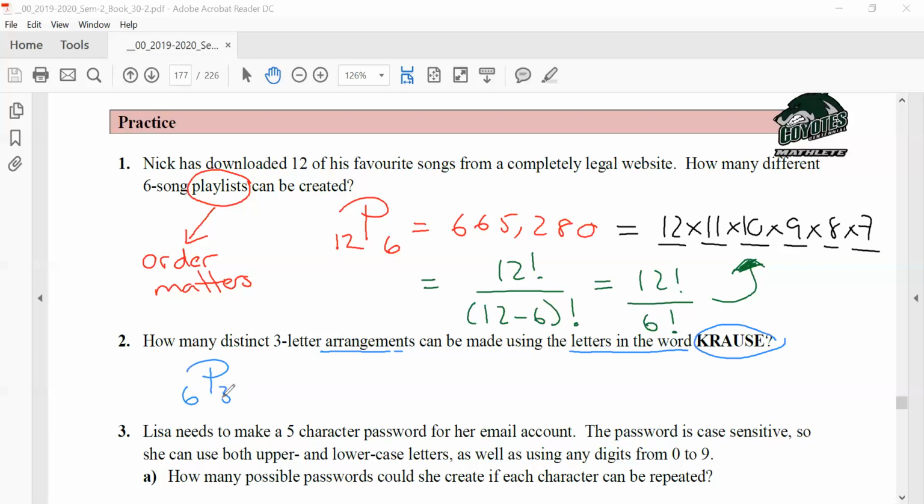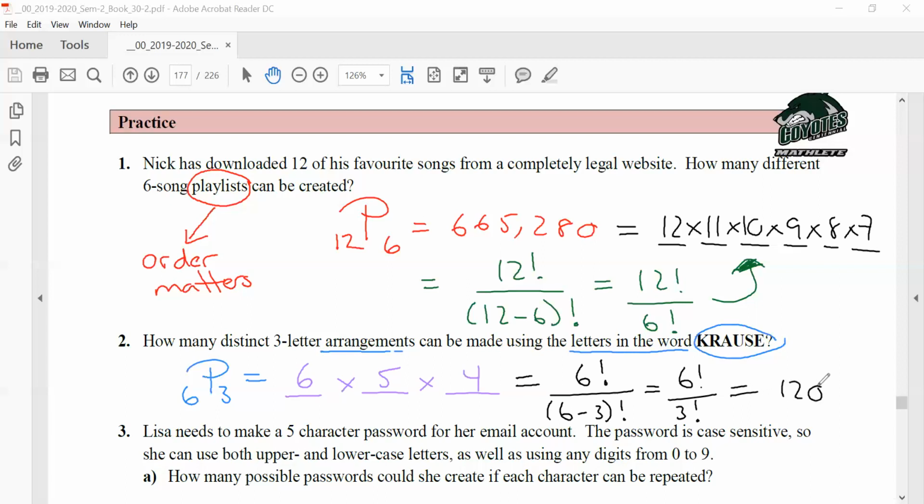Bang. This is the same in factorial notation. So I should say fundamental counting principle. There's 6 letters, then 5 letters, then 4 letters. This is the same as using my formula, which is 6 factorial over 6 minus 3 factorial, which is the same as 6 factorial over 3 factorial. And for all of this, that should equal 120.